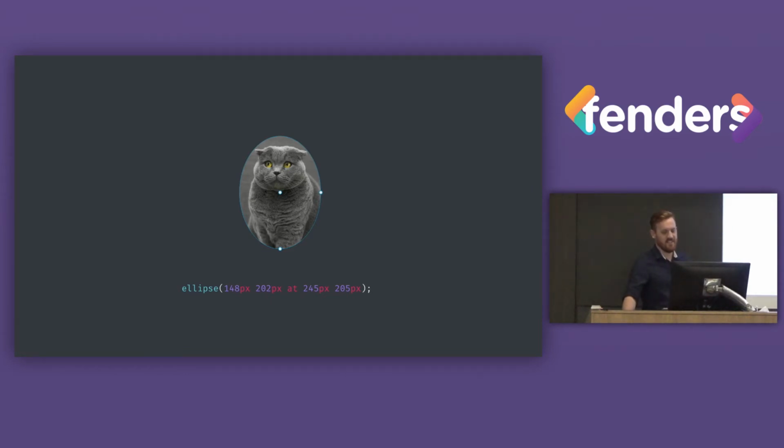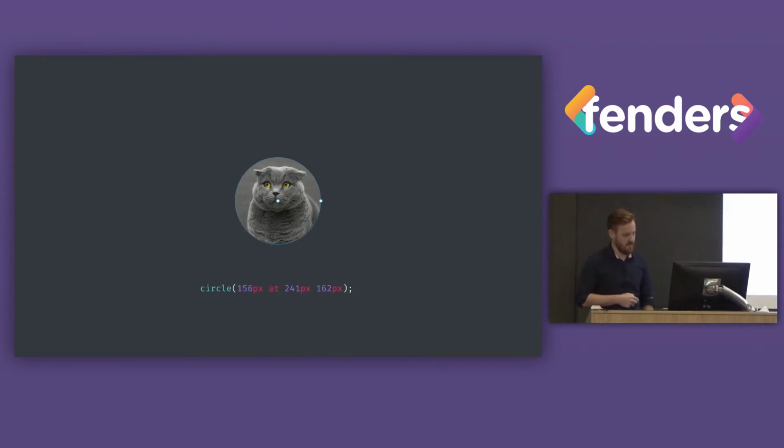How do you pronounce ellipse? I should have checked that before putting a slide with it on there. Ellipse. The first two values are each of the radius, and then the second two are the offset. So you can offset it in your shape depending on where you want that to be. It doesn't just have to be in the center.